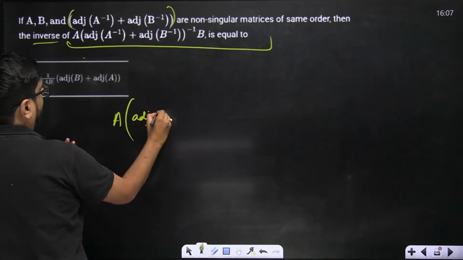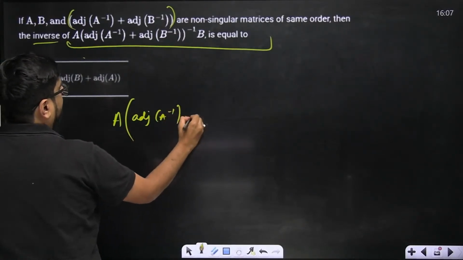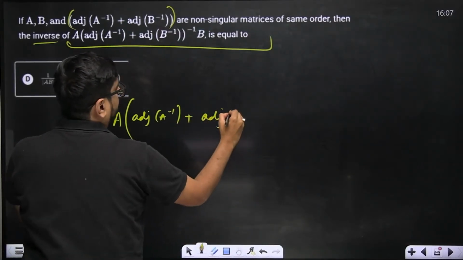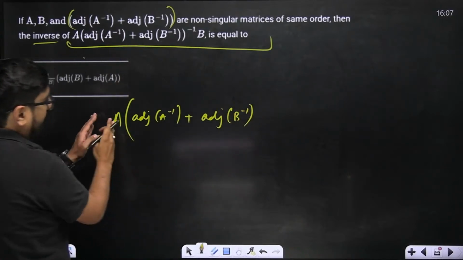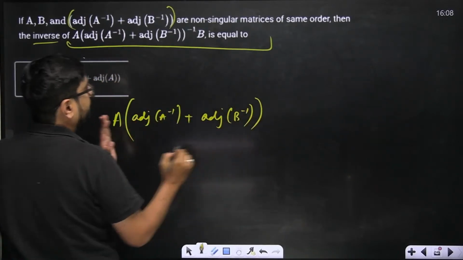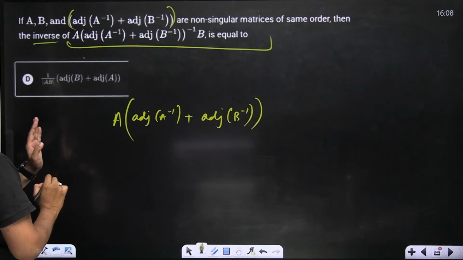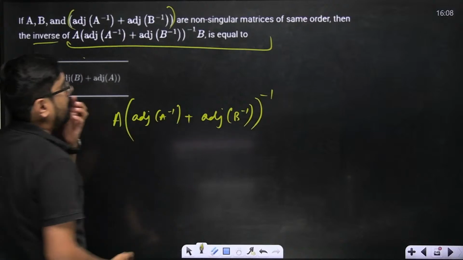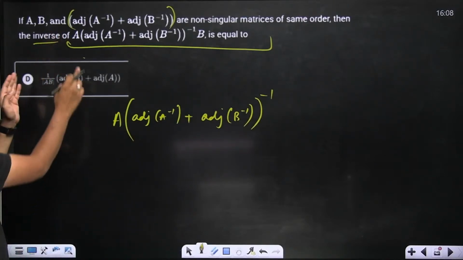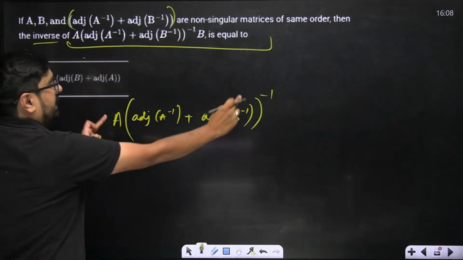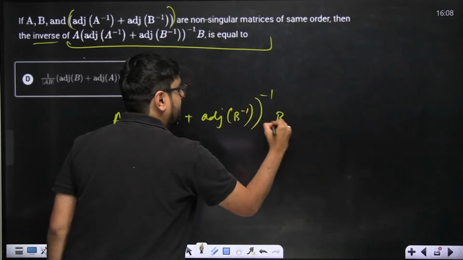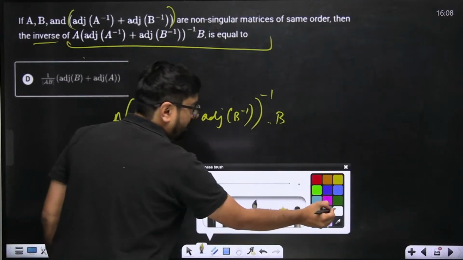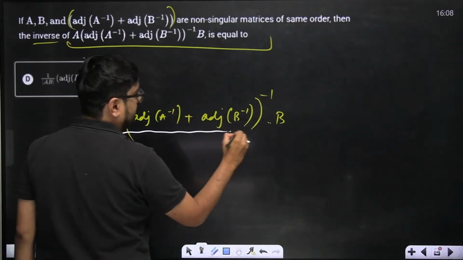That means adjoint of A inverse, correct, plus adjoint of brackets. Pay attention to the brackets. Adjoint of B inverse, right? A is getting multiplied with this entire thing's inverse first, and then this is being multiplied with B, correct?